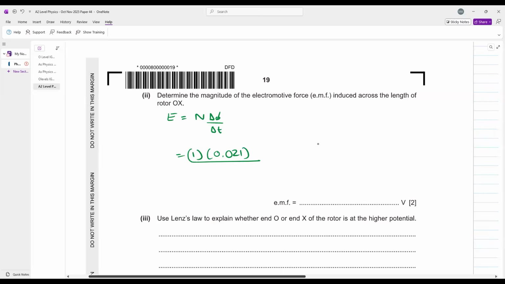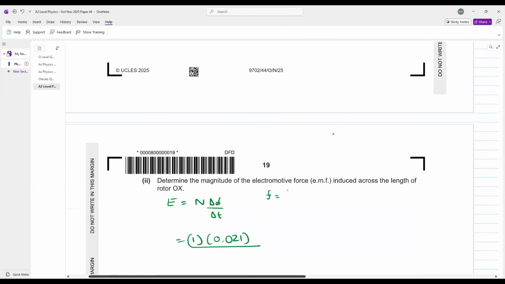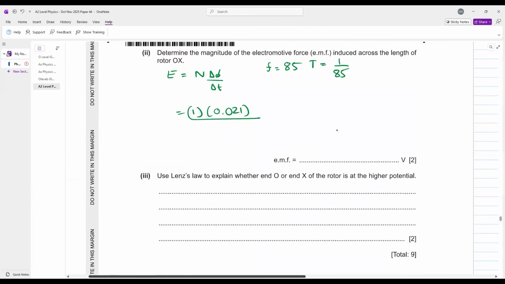How will you calculate the change in time? What is the time for one rotation? Frequency was 85. Can you calculate the time for one rotation? You can calculate the time period: 1 divided by 85, 1 divided by frequency. Can you calculate the EMF as well? The EMF will come, beta. 1.8 volts comes out to be your EMF.